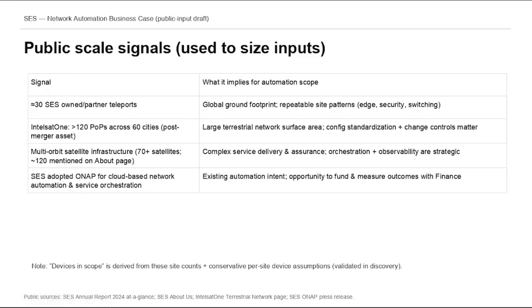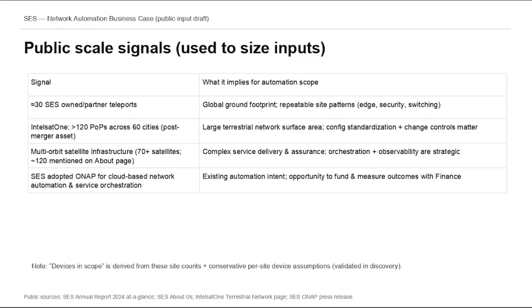Absolutely. Let's dive into that. So, just continuing in that CFO mindset, what you're showing here on slide 3 is basically that you've gathered these public signals to size up how much automation is possible. And that makes sense. You've got a lot of ground stations, a big terrestrial network footprint, and a whole fleet of satellites. All of that points to a lot of opportunities for automation to make things more efficient.